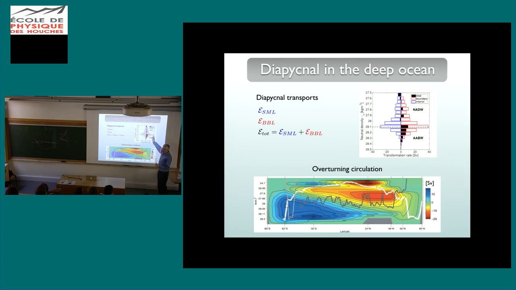However, now I can split the transport between what happens in the boundary layer versus the interior. And you see in the boundary layer, you get close to 40 Sverdrups of water upwelling. And if I look in the interior, this is what, 30 Sverdrups of water sinking in the interior. So the overall budget here is that you have 40 minus 30 giving you 10.